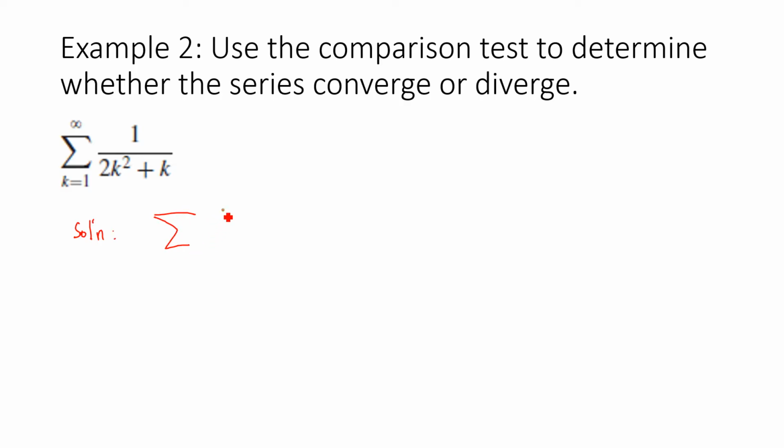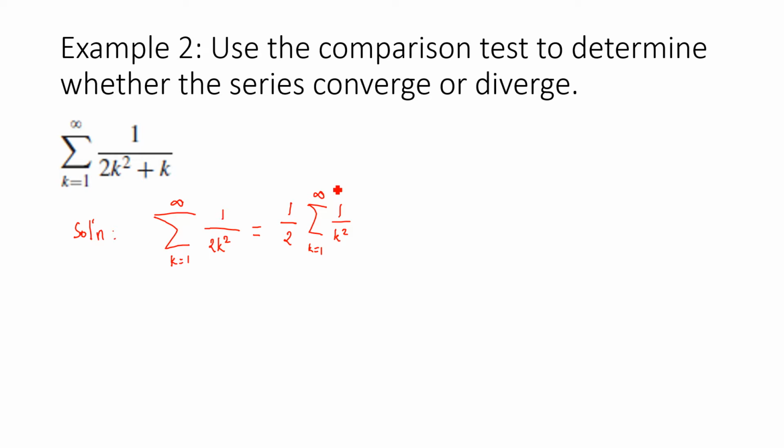So you have 1 over 2k squared from 1 to infinity. We just drop the constant. In this case, using the concept of the summation, we could have 1/2 of the summation of 1 over k squared from 1 to infinity. So, in other words, this series will likely behave like this series.